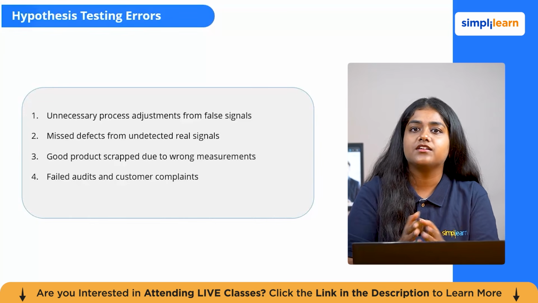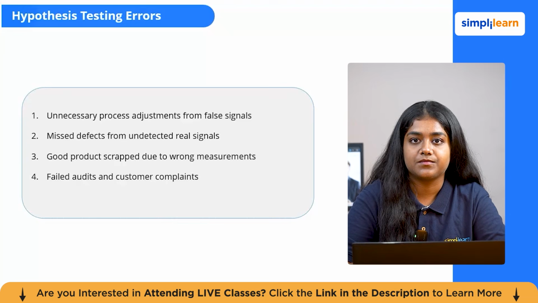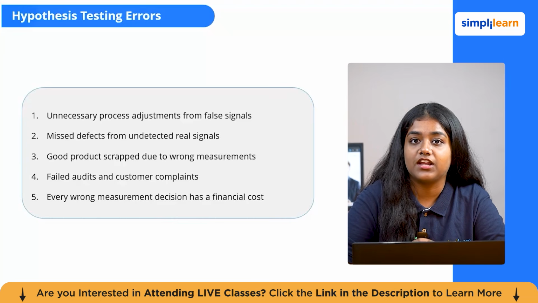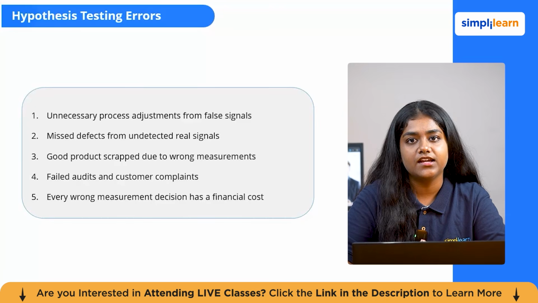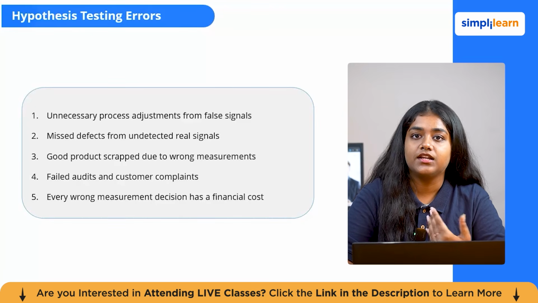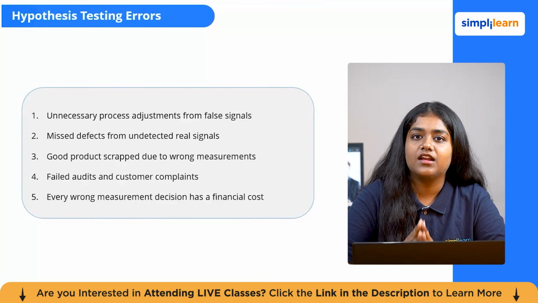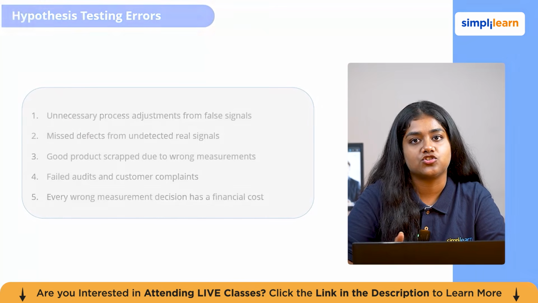Customers may also complain if defective products escape or if quality performance becomes inconsistent. Every wrong measurement decision has a financial cost. Incorrect measurement decisions cost money. They can cause scrap, rework, downtime, extra inspection, delayed shipments, customer returns, and loss of trust. A reliable measurement system helps reduce these costs by supporting the correct decision the first time.